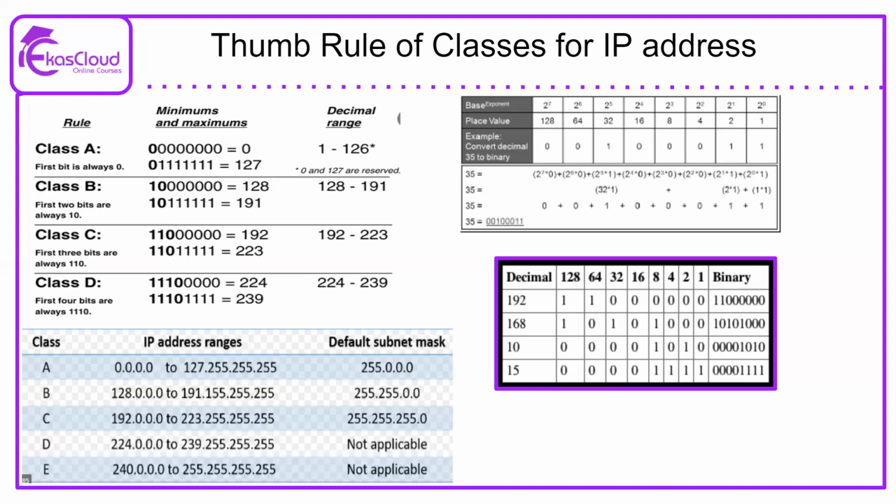The way the computer can understand is by setting a default subnet mask. So what does it mean by that? For example, in the table below, we can see that for class A, there are certain IP address ranges, and next to that we have 255.0.0.0. So what does it mean? This one is telling the computer to treat the first 8 bits, that is the first octet, as the network bits, and the remaining 24 bits as the host bits.